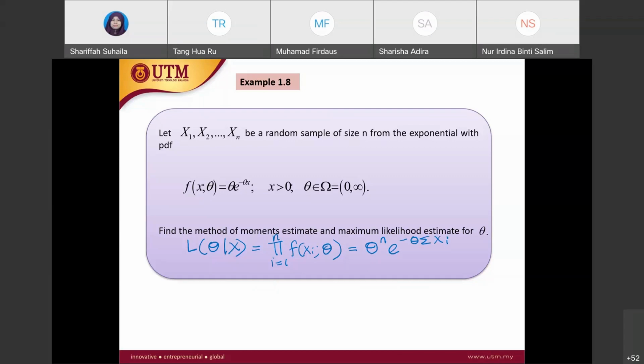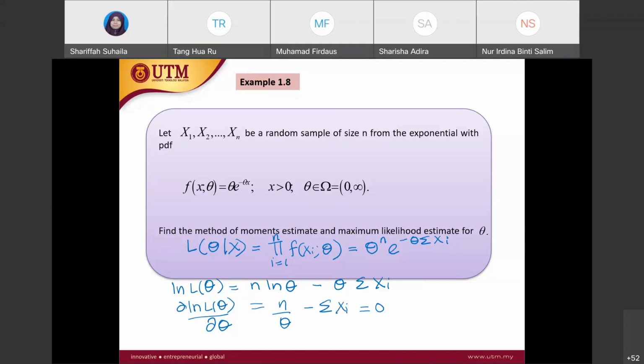Okay, next step. You ambil your ln. Kita ambil ln L(theta). So you have n ln theta minus theta summation xi ln e. So ln e is 1, tak payah tulis. Then you differentiate. Step seterusnya differentiatekan ln L(theta) with respect to theta. So you will have n over theta minus summation xi. Okay, setkan equals to 0 and then we solve.